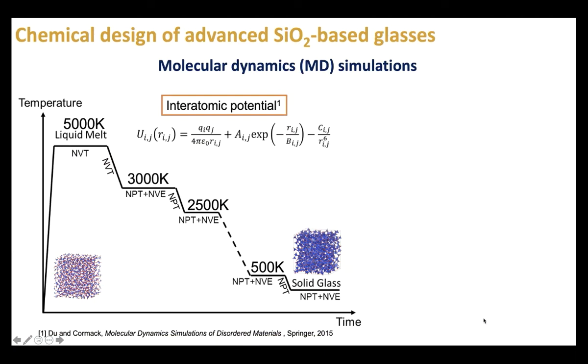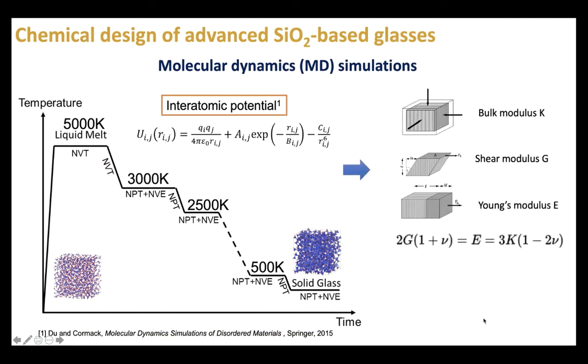Then we apply different kinds of mechanical deformation, which can generate correspondingly different kinds of elastic moduli, like bulk modulus, shear modulus, and Young's modulus. We know for isotropic materials, of the three moduli, only two of them are independent. If we know any two of them, we can obtain the third one automatically.